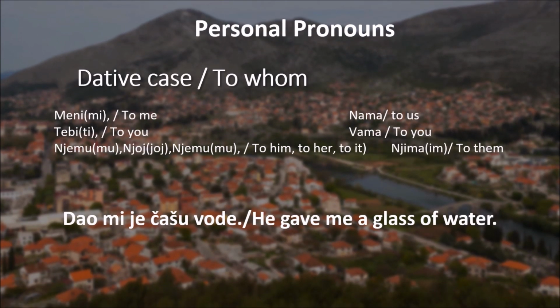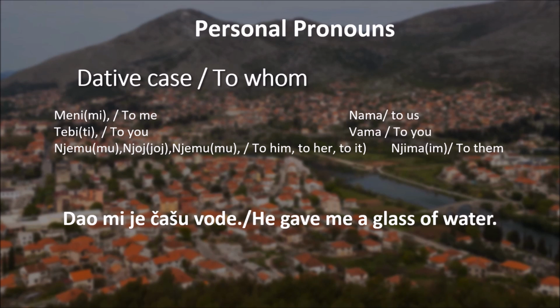Dative case. Dative case answers the question to whom. Example, if you're giving something to someone, who did you give it to? You give it to me, for example. So dao je meni ili mi, okay? So meni, me, to me. Tebi, ti, to you. Njemu, mu, njoj, joj, njemu, mu. To him, to her, to it. Nama, to us. Vama, to you. And njima, or short version im, to them.